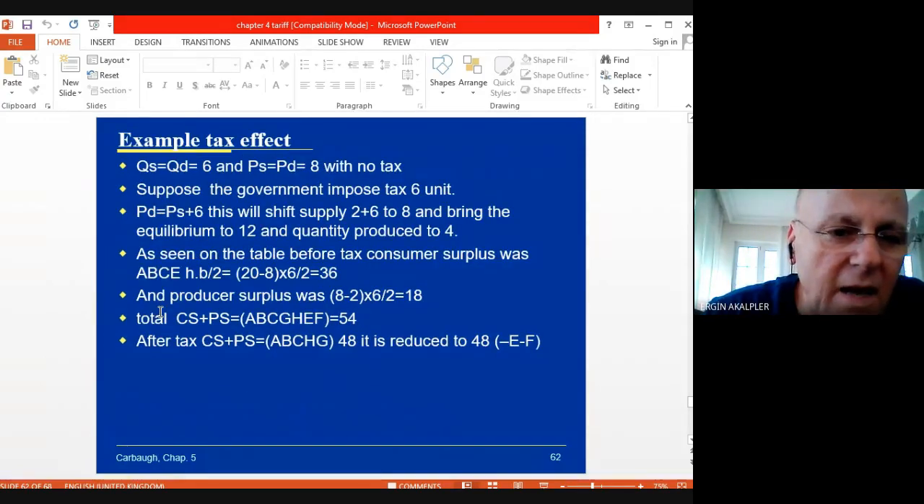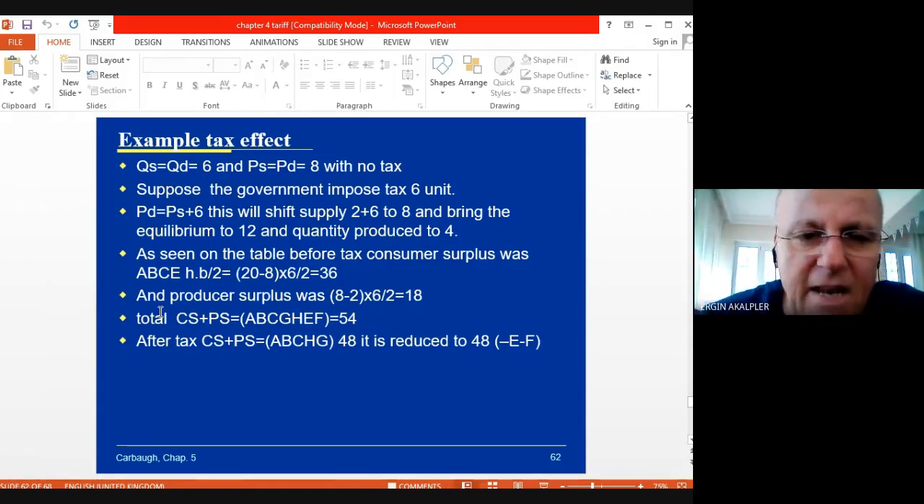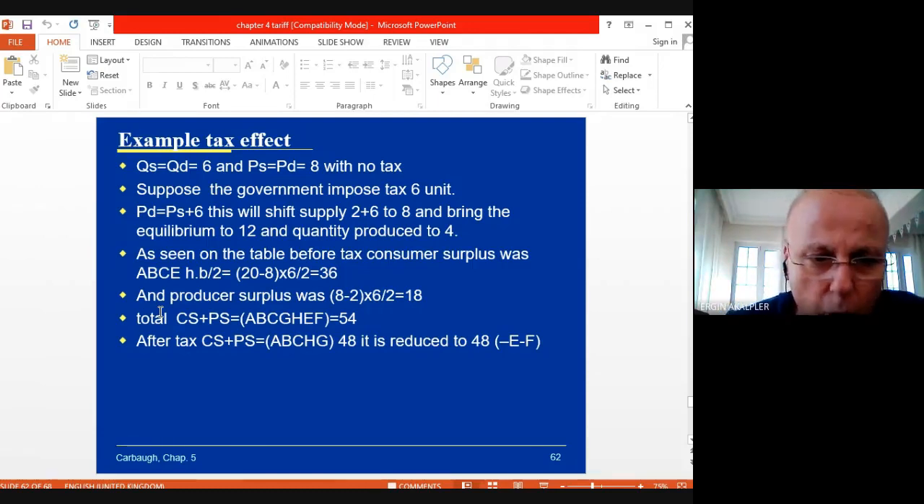Here we have another example for the tax effect, for calculating and estimating the tax in a given example. QS and QD is supposed to be 6, and PS and PD is supposed to be 8 with no tax. This is given in an equation which we don't have here. I don't put it here.